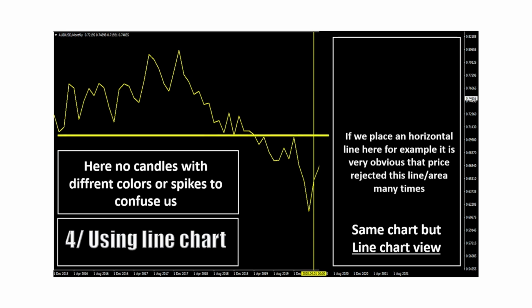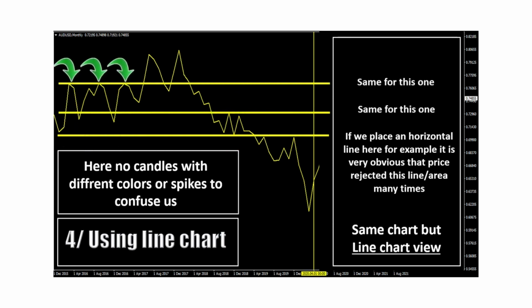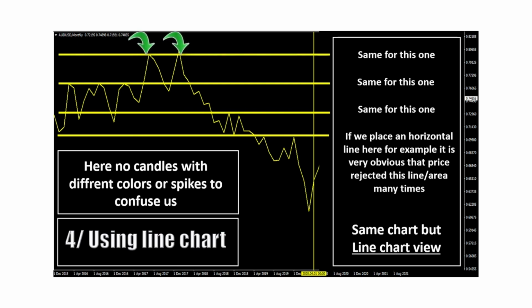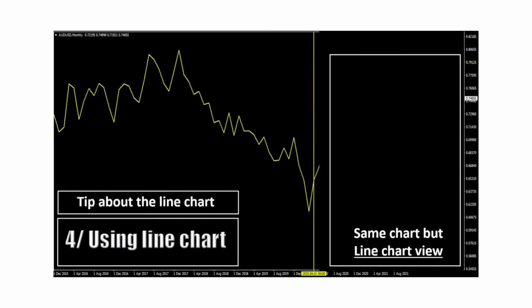If we place a horizontal line here, for example, it is very obvious that price rejected this line area many times. Same for this one right here. Same for this one with 3 clear bounces at the same level, and finally same for this one right there on top. A tip about the line chart.